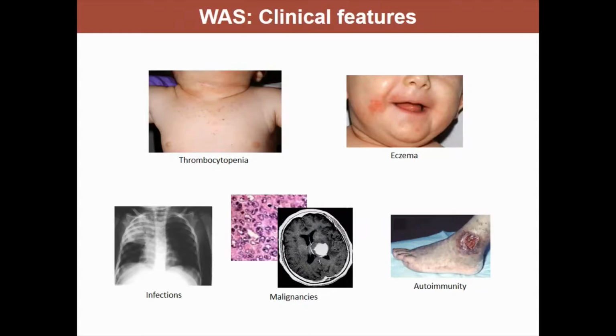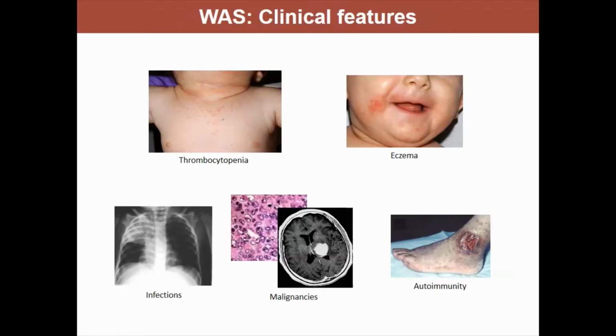What all these things have in common, of course, is that they come from mutations of the Wiskott-Aldrich Syndrome gene, and they come from a deficiency of expression of the protein that is made by that gene, the Wiskott-Aldrich Syndrome protein, or WASp. So I wanted to give you a little background of what that protein does, and that protein is very important for the correct functioning of the cytoskeleton.